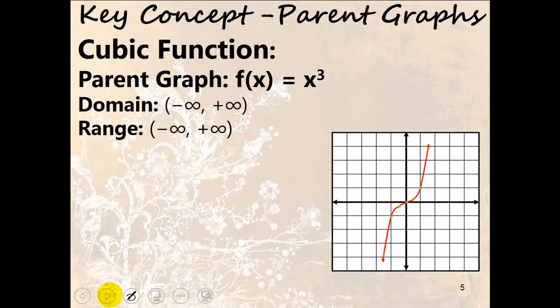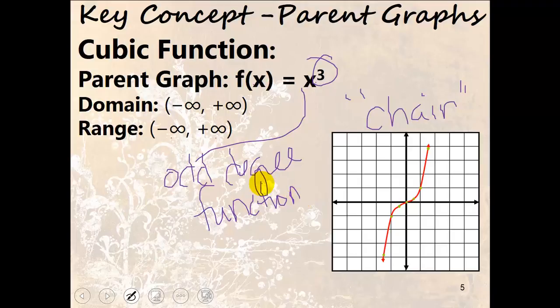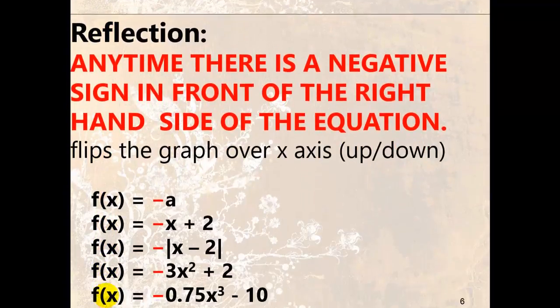A cubed function, f of x is equal to x cubed. This one looks like a chair. So if you ever see one that looks like a chair, then that's a cubed function. Its domain is negative infinity to positive infinity. Its range is negative infinity to positive infinity. Remember, this is an odd degree function. So it's both onto and one-to-one.